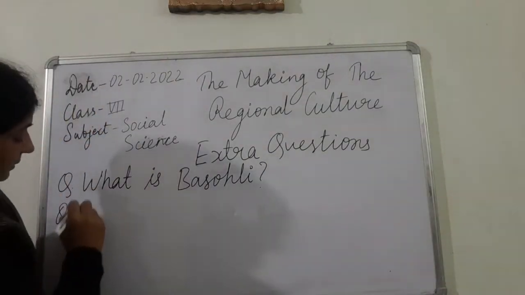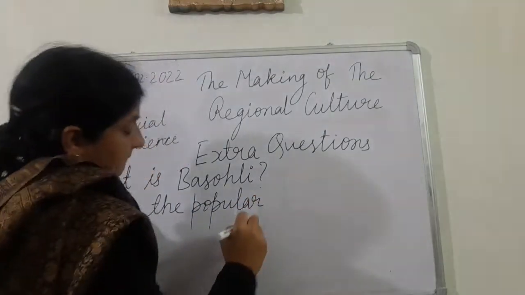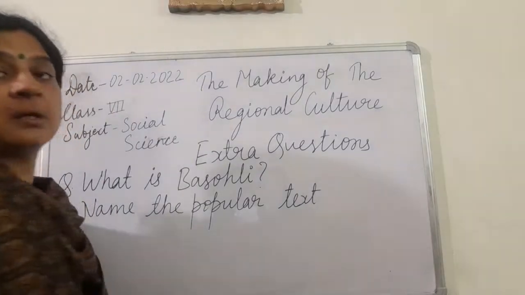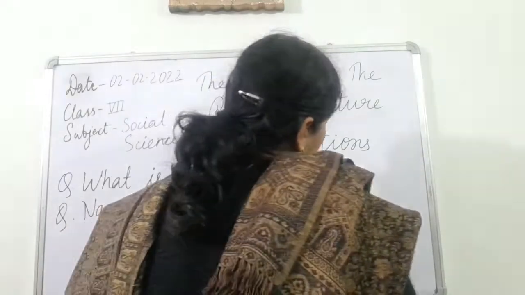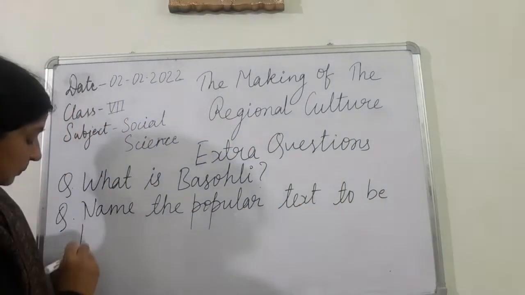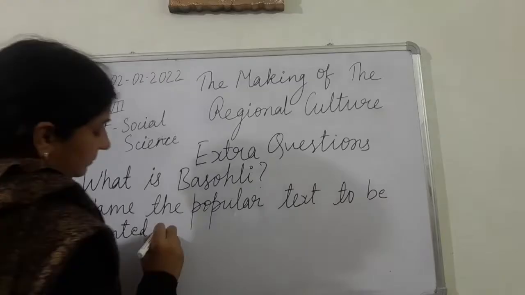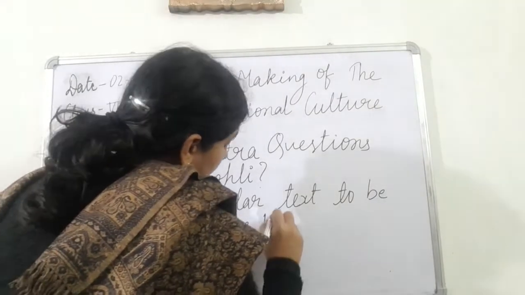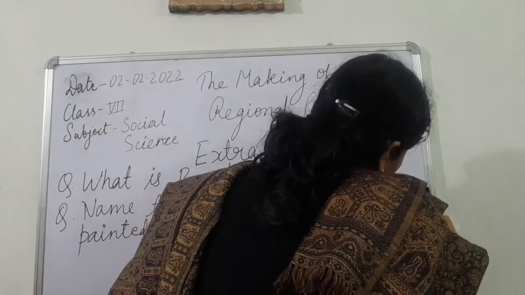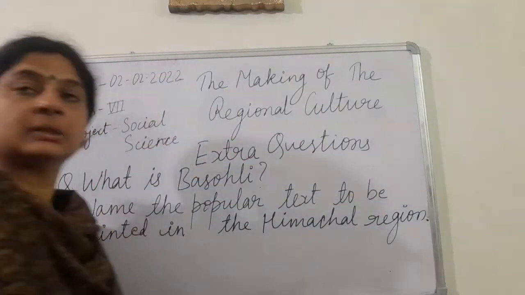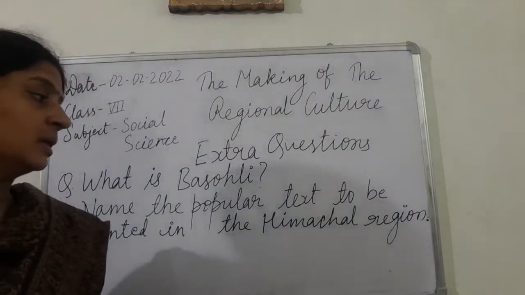Okay, second question. Name the popular text to be painted in the Himachal region. So what is your answer? Your answer will be Bhanu Datta's Rasamanjari was the most popular text to be painted in the Himachal region.